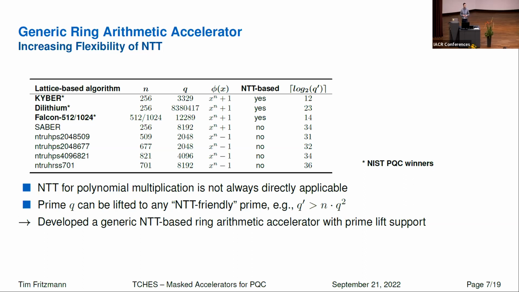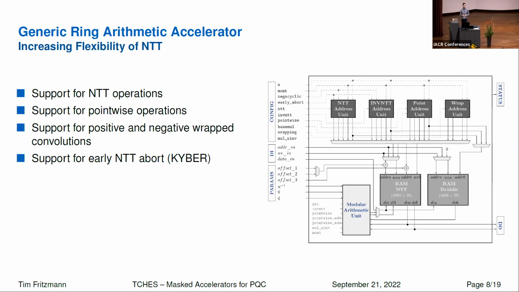However, we can lift the prime to a higher so-called NTT-friendly prime. Then we compute the polynomial multiplication and apply the NTT. And after the computations, we can switch back to our original prime. Therefore, we developed in our work a generic NTT-based ring arithmetic accelerator, which also supports the so-called prime lift and also supports non-NTT-based schemes such as Saber. The final architecture is shown in the slide.